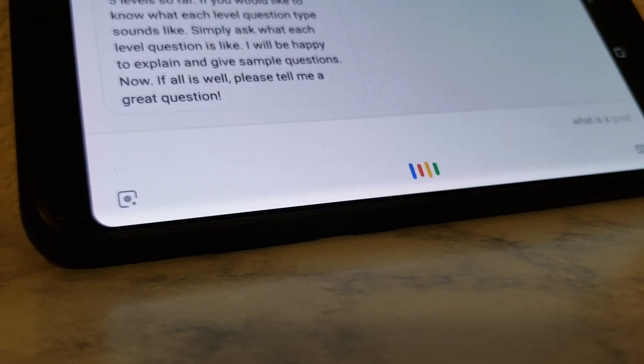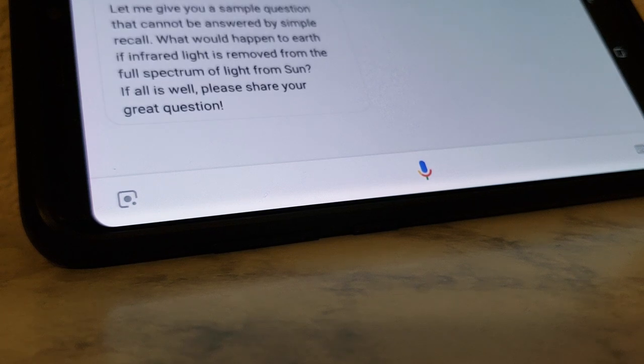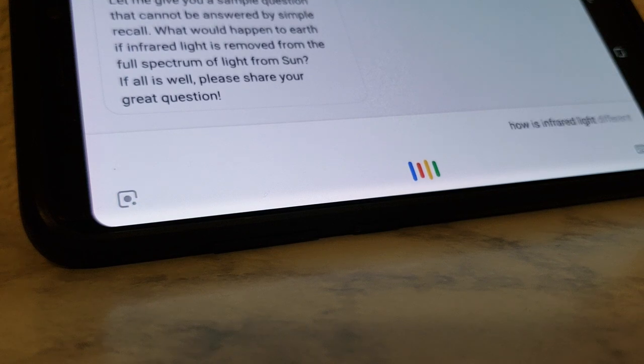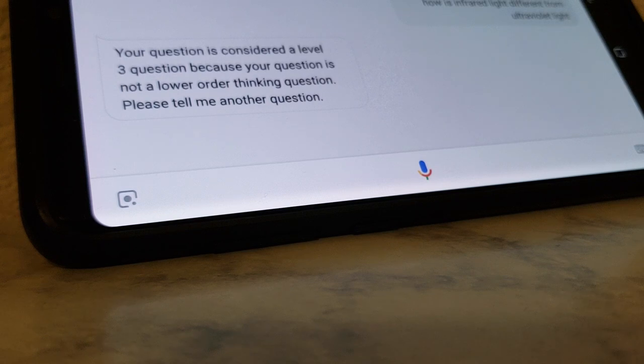What is a great question? Let me give you a sample question that cannot be answered by simple recall. What would happen to Earth if infrared light is removed from the full spectrum of light from sun? If all is well, please share your great question. How is infrared light different from ultraviolet light? Your question is considered a level 3 question because your question is not a lower order thinking question. Please tell me another question.